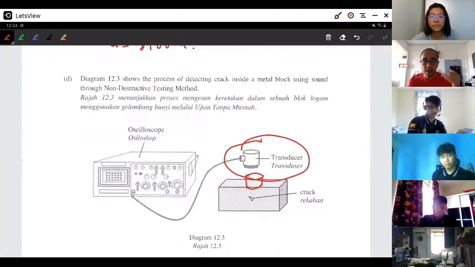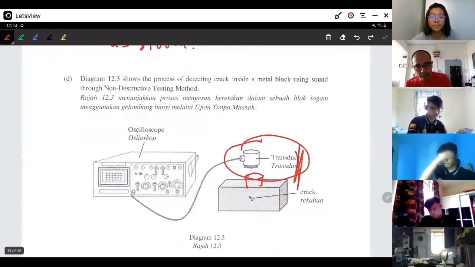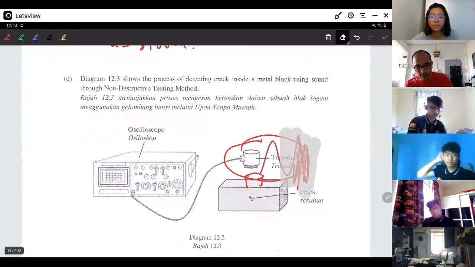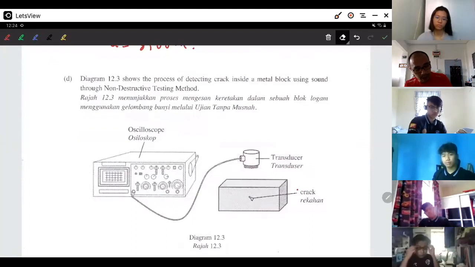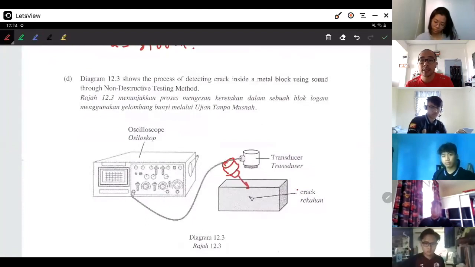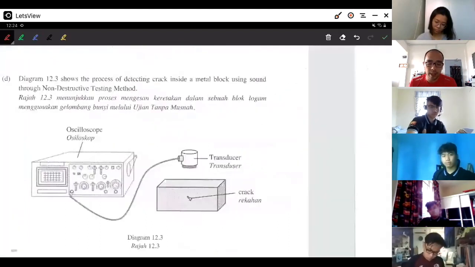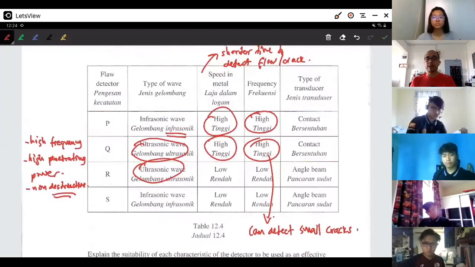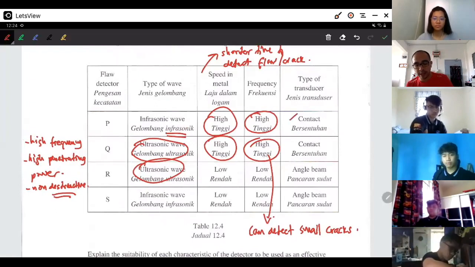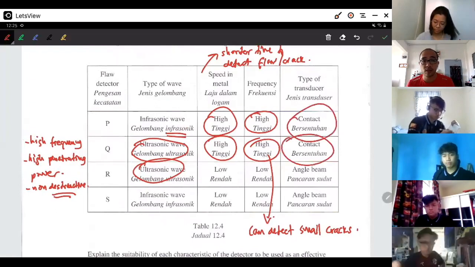That's contact. For angle beam, most likely they will angle it at a certain angle, and then they will shoot the beam like this. So I think the best way to think about this would be like the stethoscope. If the doctor wants to hear your heartbeat, he's not going to put the stethoscope 10 centimeters from your chest and then listen to it, right? It's going to touch the chest. So I would say that the best type of transducer would be the contact transducer.